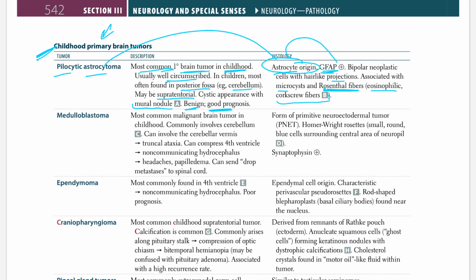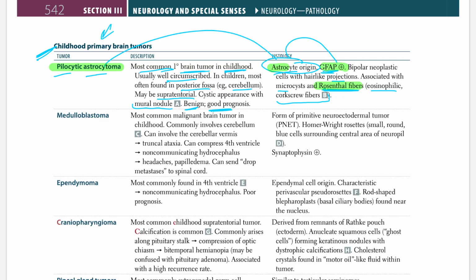So, with the pilocytic astrocytoma, these are the Rosenthal fibers. So just got to remember one thing here. Pilocytic astrocytoma, as the name suggests, astrocytes. So GFAP positive with Rosenthal fibers. So somehow you got to know the Rosenthal fibers for this astrocytoma, pilocytic astrocytoma. What are Rosenthal fibers? They are eosinophilic corkscrew fibers.